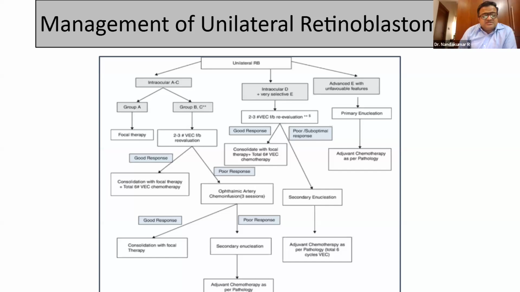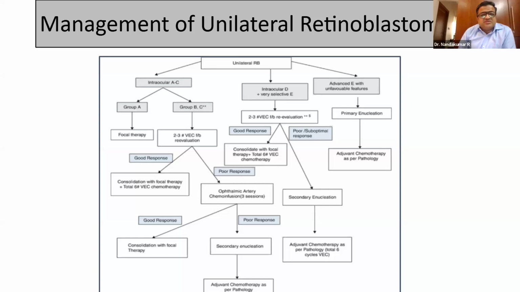Now coming to intravenous chemotherapy, one thing we should understand: if you have a group E, as mentioned, it is an indication for upfront enucleation. However, practically it is not possible, because most of the patients do not go for an upfront enucleation, and the ocular oncologist also would generally not do it upfront.